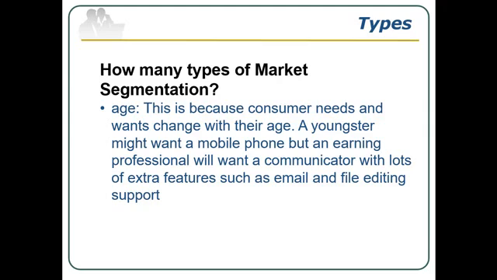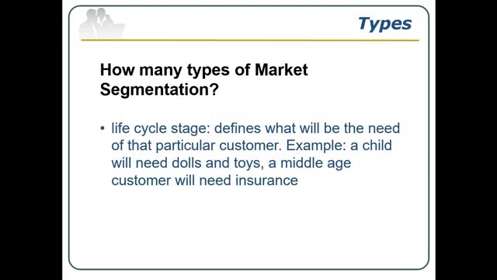Age matters because consumer needs and wants change with their age. A youngster might want a mobile phone, but an earning professional will want a communicator with lots of extra features, email and file editing support. Life cycle stage defines what the need of that particular customer will be. For example, a child will need dolls and toys, while a middle-aged customer will need insurance.